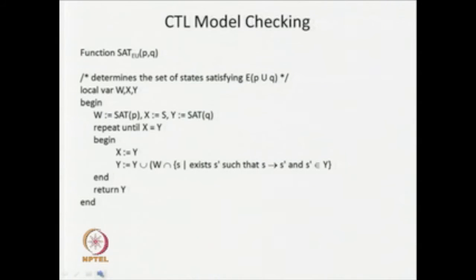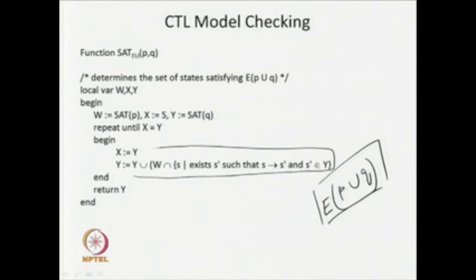Now, similarly, we need one more procedure for the set E p until q. So, here there exists a path where p remains true until q becomes true. So, E p until q. What is the procedure? Already we have discussed it. We have to look for p remaining true until q is true. So, this is the evaluation that we did actually.